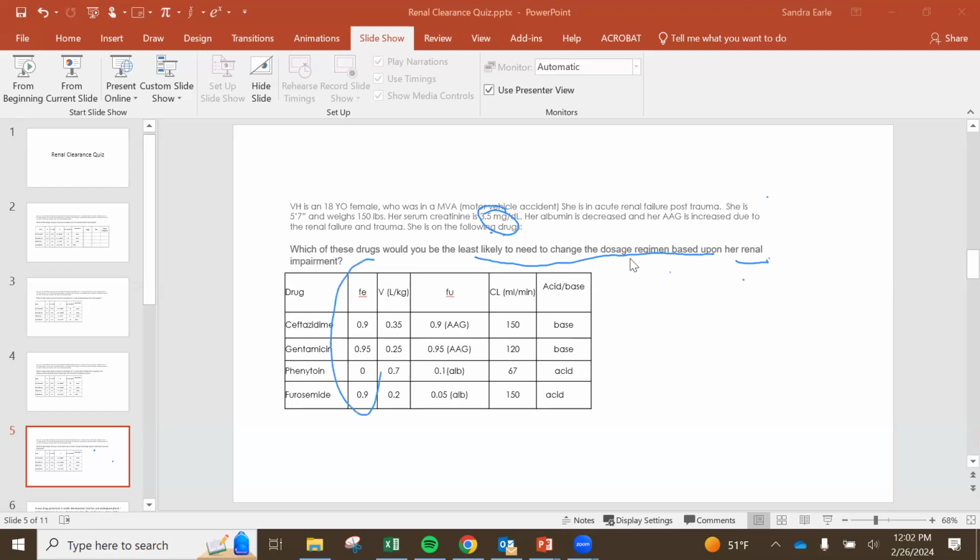So which ones are we going to be least likely? Well, what organs is this drug dependent upon for clearance? Furosemide, gentamicin, and ceftazidime are 90% or more dependent upon the kidneys. So these are the ones we're most worried about. Phenytoin doesn't depend on the kidney at all to clear the parent drug of phenytoin. So this answer would be phenytoin.